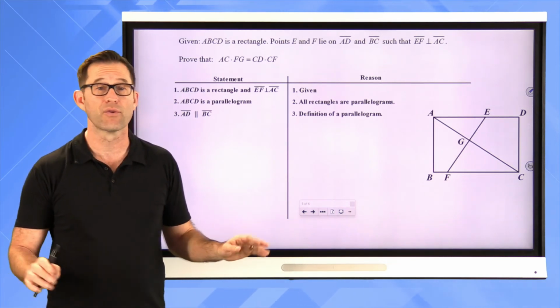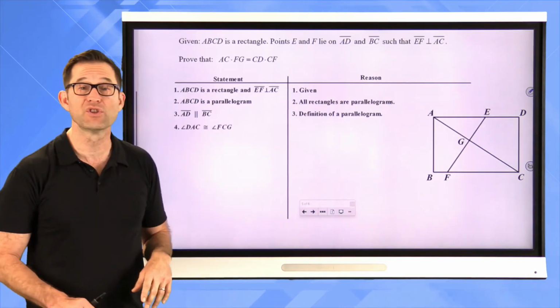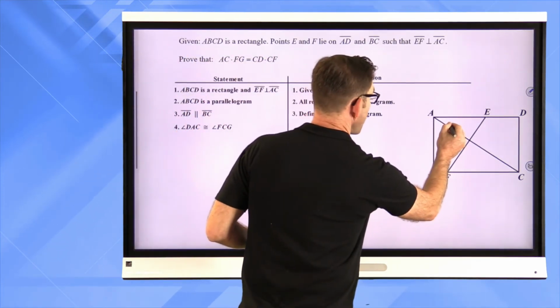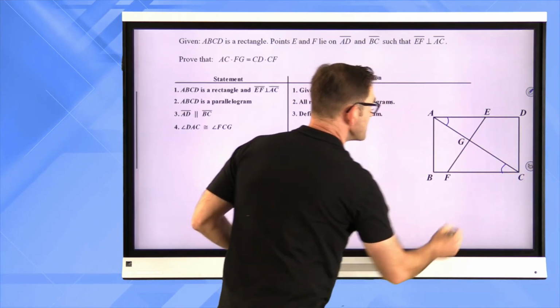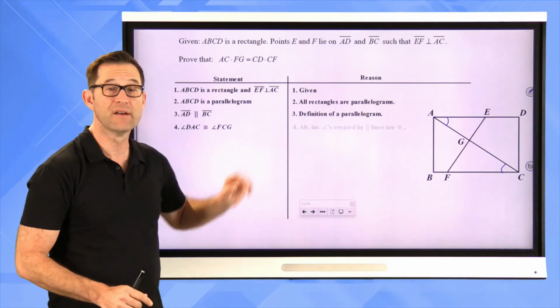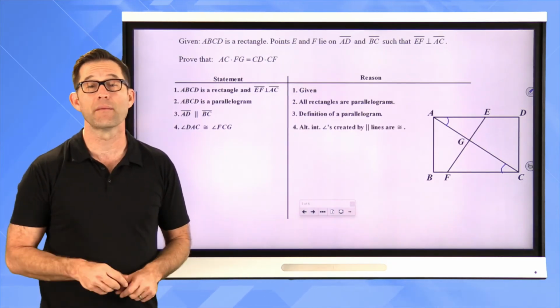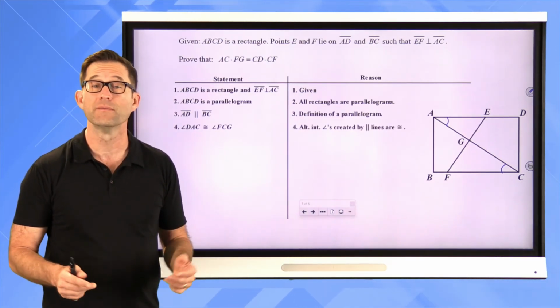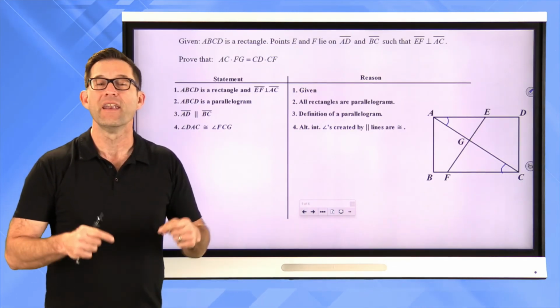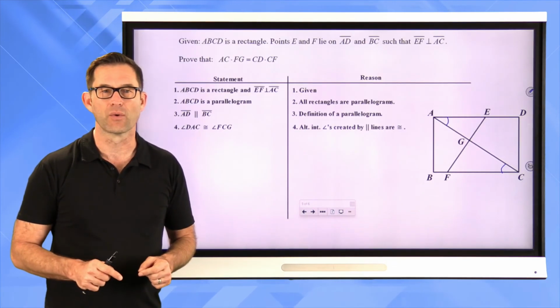That's great, either way. All right, now that I've got those two parallel sides, I can get these two angles congruent, right? I can now say angle DAC is congruent to angle FCG, and that's because alternate interior angles created by parallel lines are congruent. Okay, I've got one of the two angles. Now let's get those two right angles congruent.